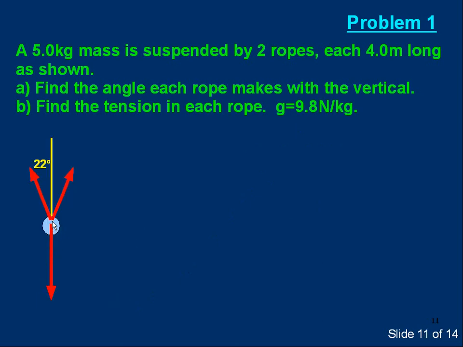There's the force acting downwards, that's the weight. There's the tension to the right and the tension to the left, and those tensions make an angle of 22 degrees to the vertical. So I can call the tension T. It's the same tension on either side because it's symmetrical. The left side is basically the same as the right side. So call the tension T. The weight is mg, 5 kilograms times 9.8, which is 49 newtons.